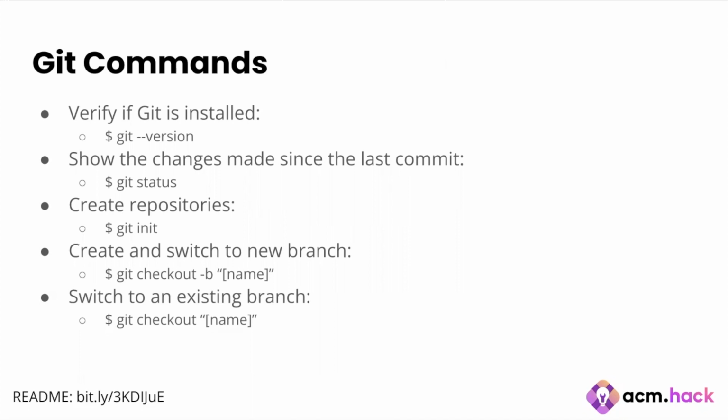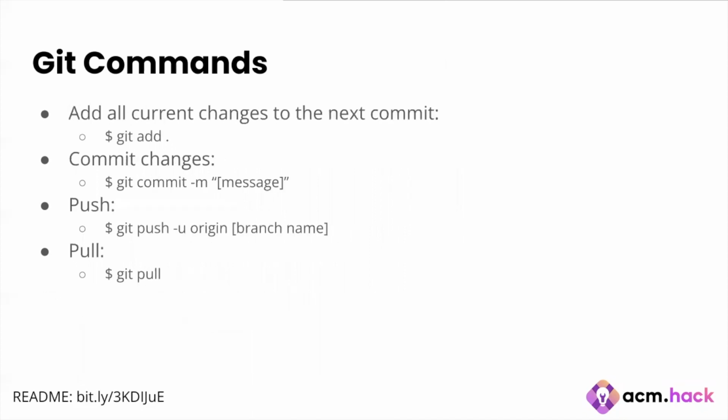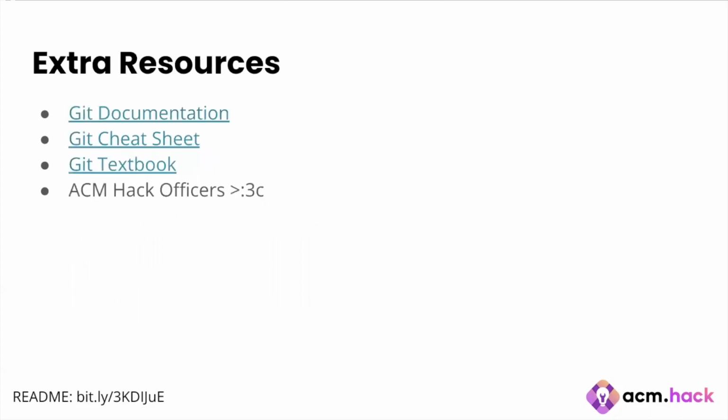If you want to create and switch to a new branch, you'll do git checkout -b with the name of the new branch. If you want to switch to an existing branch, you'll do git checkout with the name of the existing branch. If you want to add all current changes to the next commit, you do git add dot. If you want to commit your changes, you'll do git commit -m with a message about whatever the commit is. If you want to push, you'll do git push -u origin branch name. And if you want to pull, you'll just do git pull.